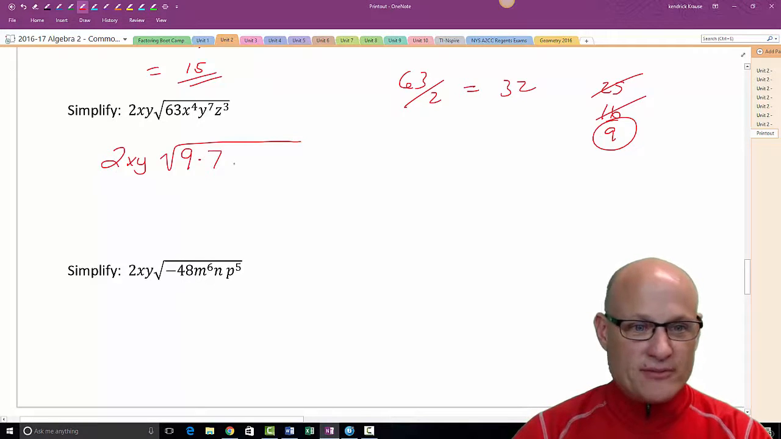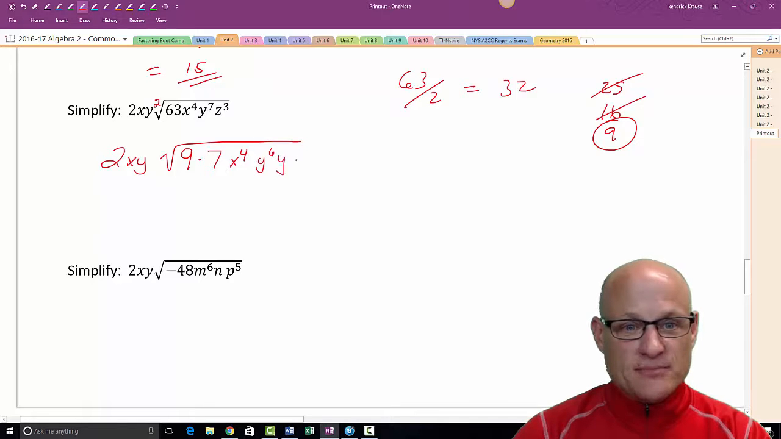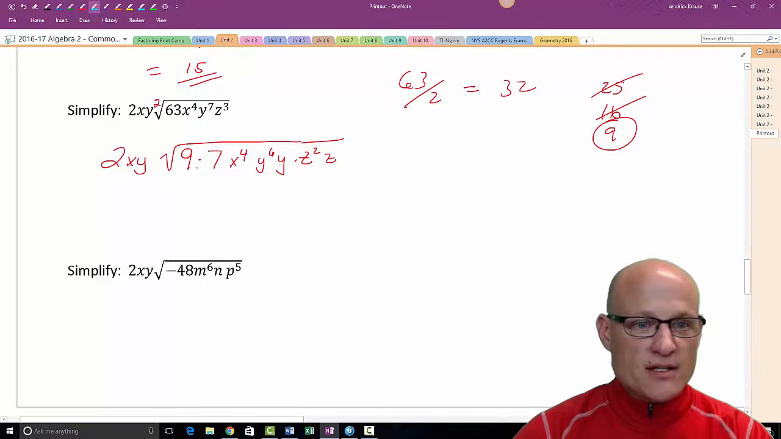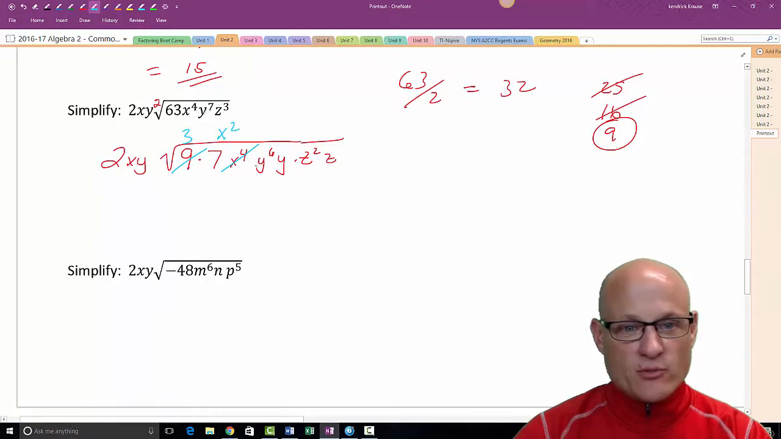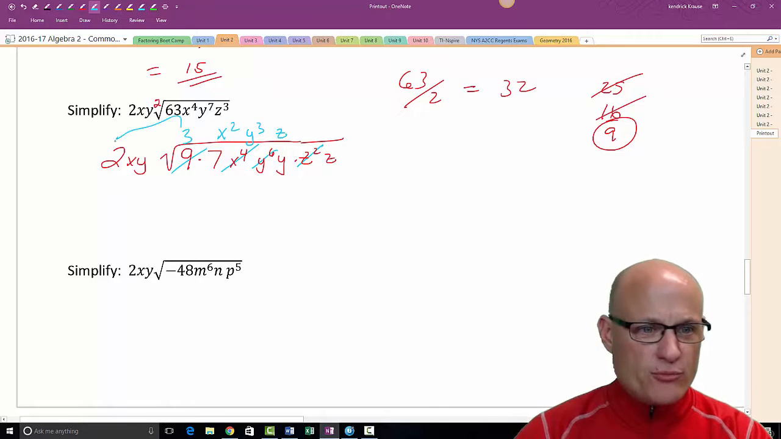9 times 7. Now I want to write it as multiples of 2, because remember, there's a 2 there. So x to the 4th is fine. Y to the 6th, y, times z squared, z. Square root of 9 is 3. Square root of x to the 4th is x squared. Square root of the y to the 6th is y cubed. Square root of z squared is z. So let's combine all this.